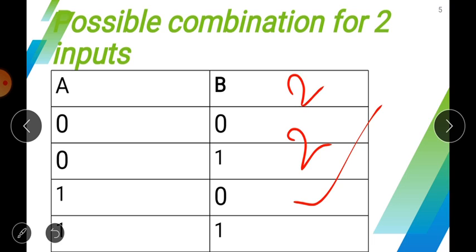Why did I write 2? Because the total number of variables is 2. If the total number of variables is 3, then the total possible combinations will be 2 to the power 3, which is 8. Now I will tell you the method by which you can draw the total possible combinations of the variables.